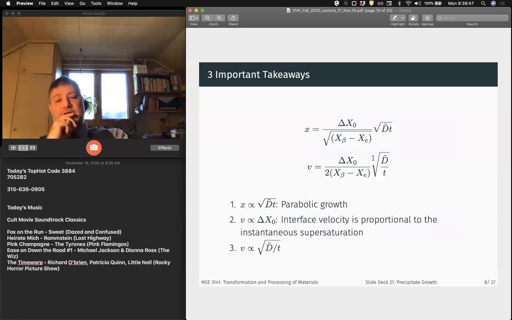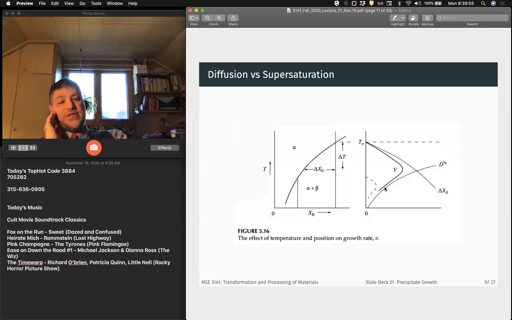And our diffusion term is under this square root. Our supersaturation is here. If we look at the diffusivity as a function of undercooling, the higher the temperature, the more diffusivity we have. So the diffusion term increases with lower undercooling, or the diffusion decreases with undercooling. And our supersaturation increases, right? If this is our alloy composition, as we cool down, our delta x naught gets larger and larger. So we have these two terms that are moving in opposite directions.